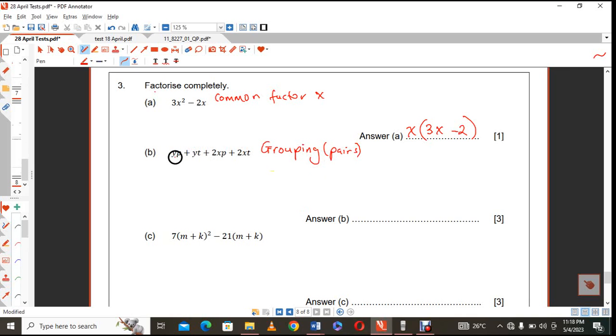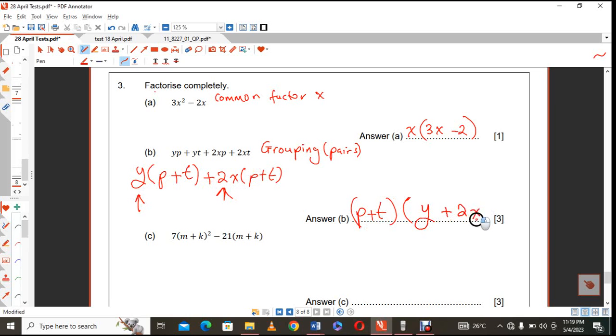So talking about working in pairs, you're going to take the first two terms, the yp plus the yt, and y is common, and then you have p plus t, and you should get the same when you do the second one. That second one, 2x is common, and p plus t is what you are left with. Right, so you write p plus t in its own bracket, you write it once, and everything outside the bracket, you're going to write in its own bracket, y plus 2x. Again, maybe worth mentioning, it doesn't matter which bracket is written first, okay? The answer is exactly the same.